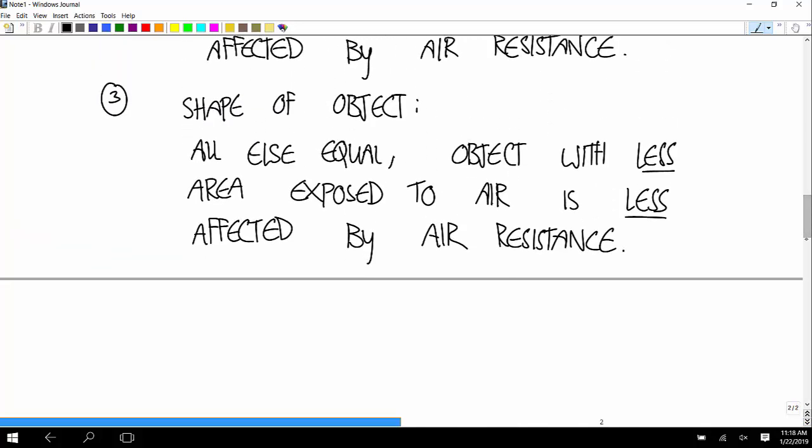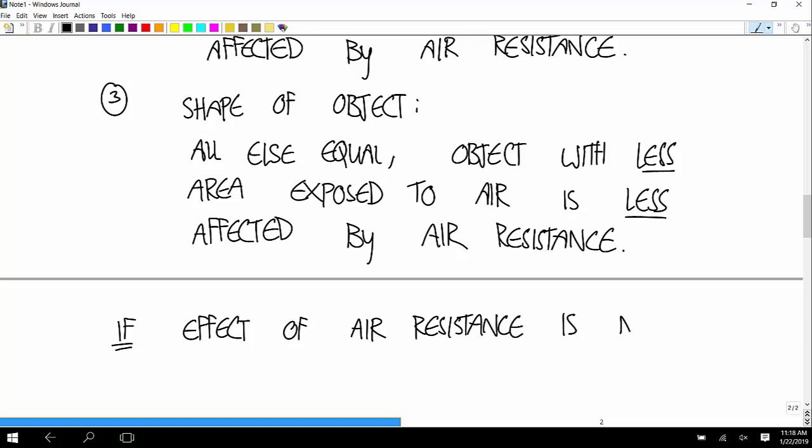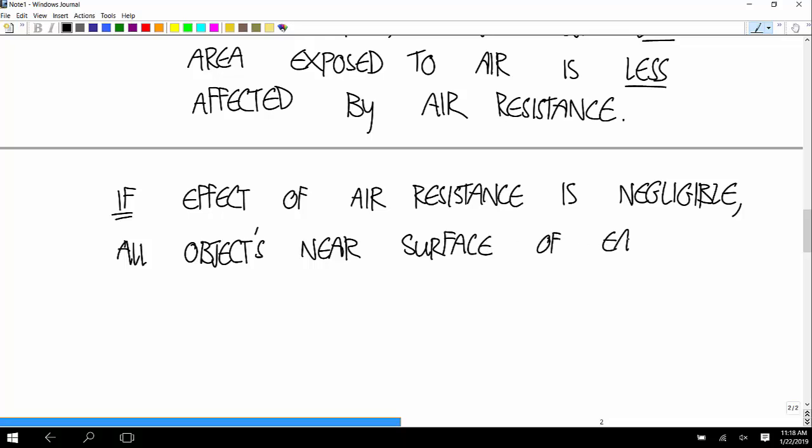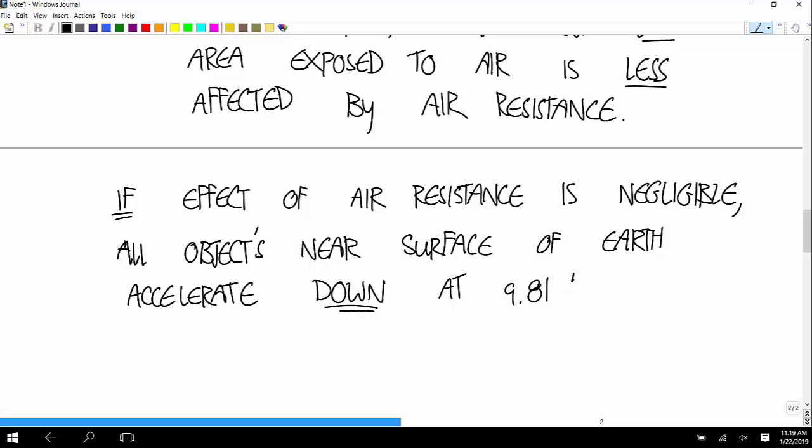And the bottom line of all this is, if the effect of air resistance is negligible, all objects near the surface of the Earth accelerate down, that's toward the center of the Earth, at 9.81 meters per second squared.